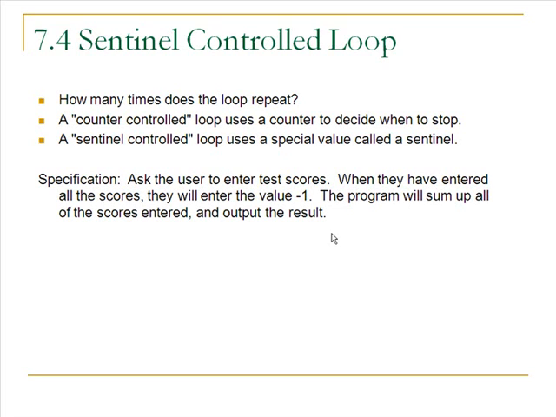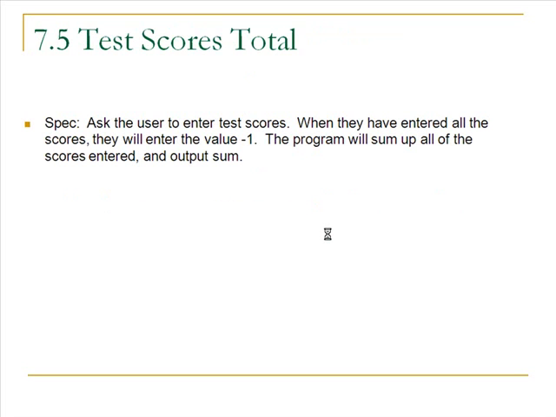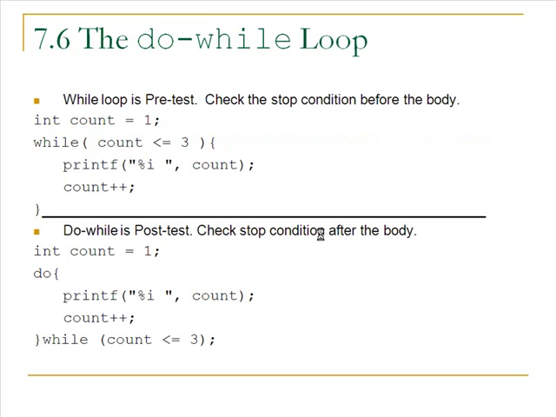So how many test scores are going to be entered? We don't know, but we know that the value -1 will be an indicator that all of them have been entered already. And we'll write a sentinel controlled loop which looks for the sentinel value of -1. So here's the spec. Ask the user to enter test scores. When they've entered all the scores, then they'll enter -1. And the program will sum up all of the scores entered and output the sum.